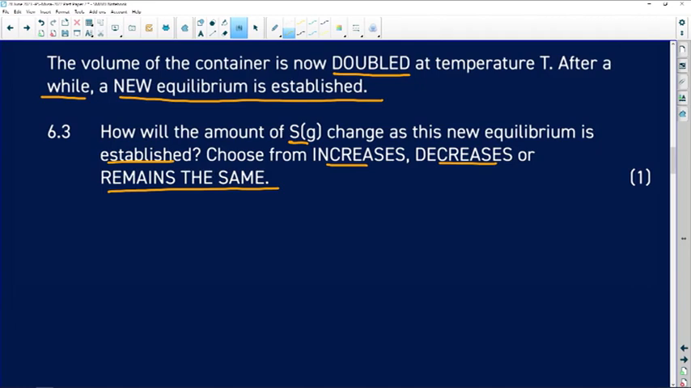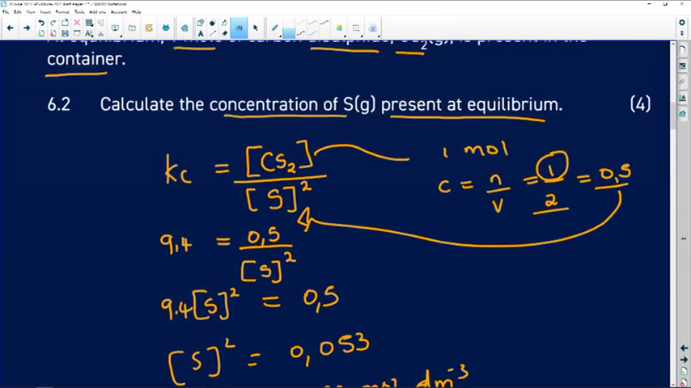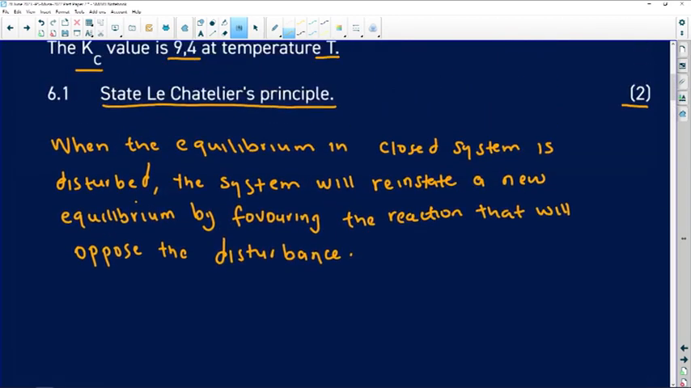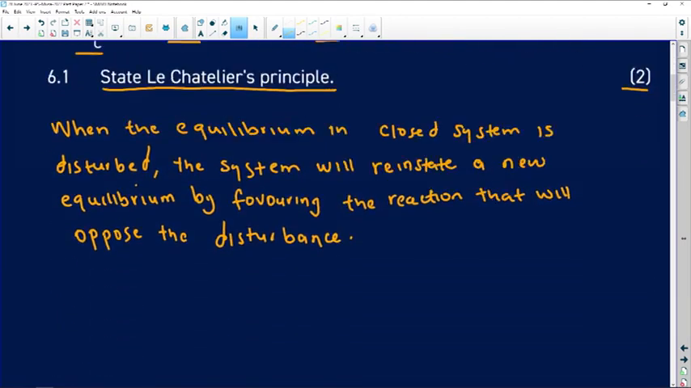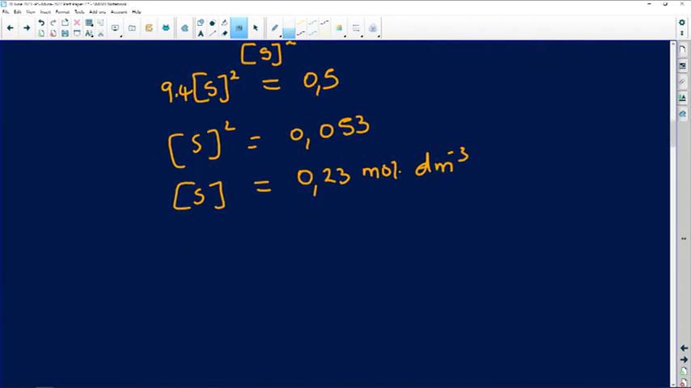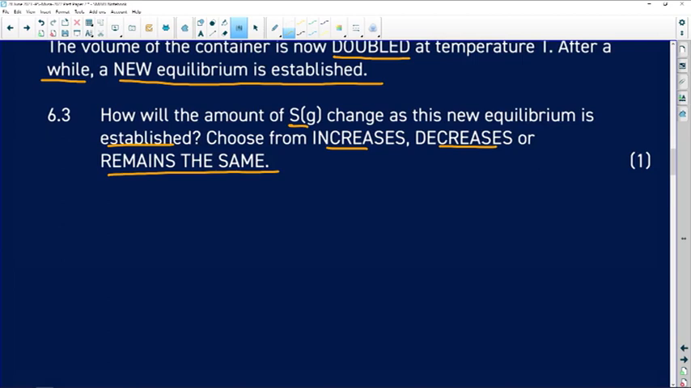We are decreasing the pressure. And we know that if we decrease the pressure, we are going to favor the reaction that produces a greater number of moles. So we check which side produces a greater number of moles from our equation. We can see that this one produces a greater number of moles. We are talking about pressure, so we don't include solids, so it's 2 here. So our answer will be increase, because we are asked about sulfur. So it's going to increase.